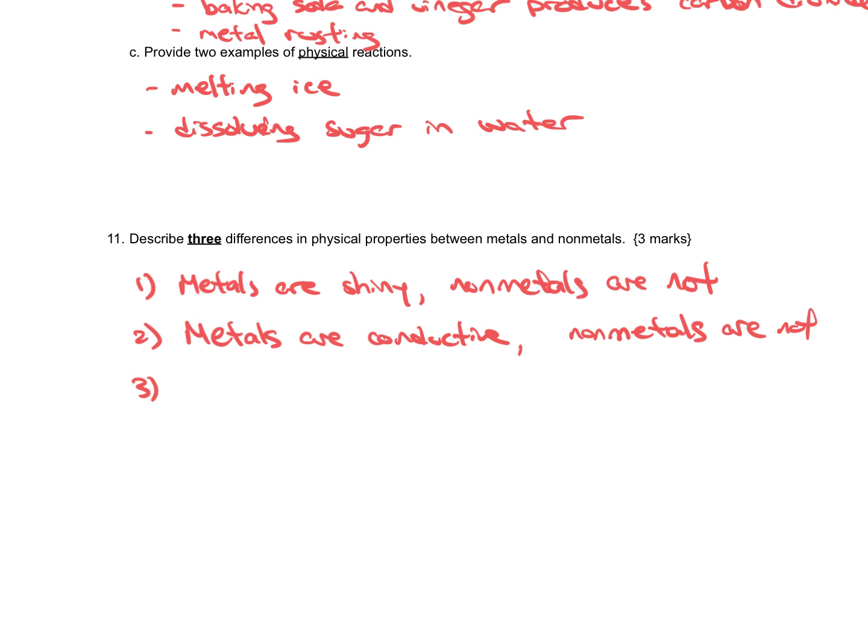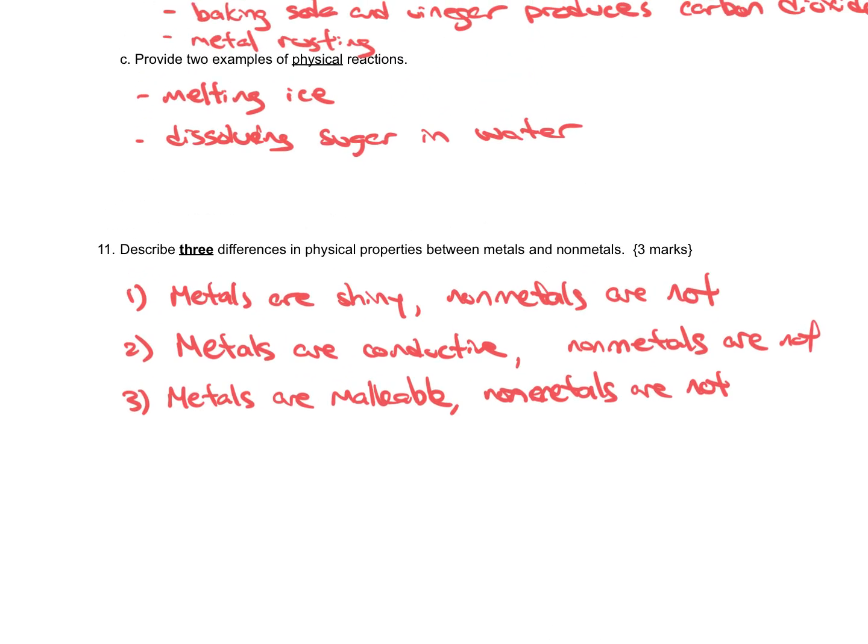And finally, malleability and ductility would be another property of metals. Non-metals typically are not malleable. Cannot hammer them down into sheets. Okay, so yeah, those are 3, and ductility could have been another one. And those are physical properties.